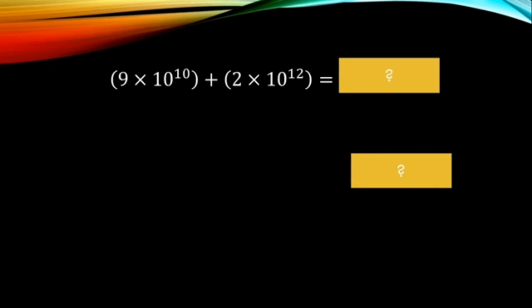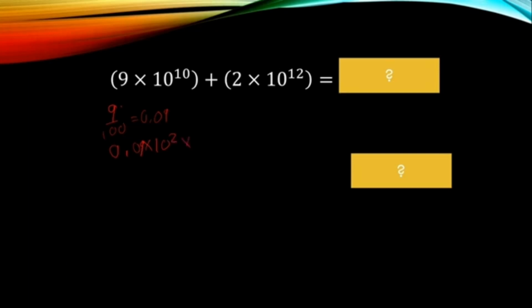9 times 10 to the power 10 plus 2 times 10 to the power 12. Here we can convert the numbers to powers of 12. It will be easier because our answer is going to be in power of 12 since we are adding. So since 9 times 10 to the power 10 is smaller, we can rewrite it. We want to multiply by 10 to the power 2 to get 10 to the power 12. So 9 can be divided by 100, to get 0.09.